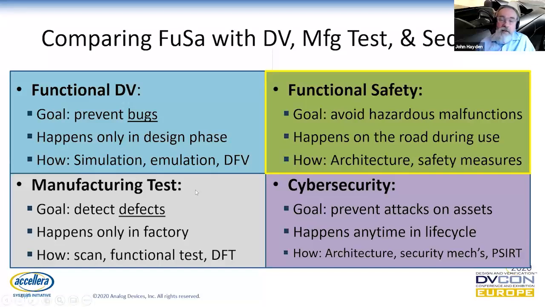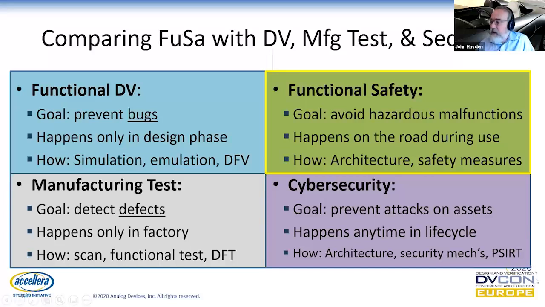And we also do manufacturing outgoing test where we have a different goal, which is to detect defects where the article that's been manufactured does not match its specification. And we only get to do that when it's in the factory. Once it's left the factory, it's out of our hands. And we do things like scan test and functional test and include DFT features in our products.